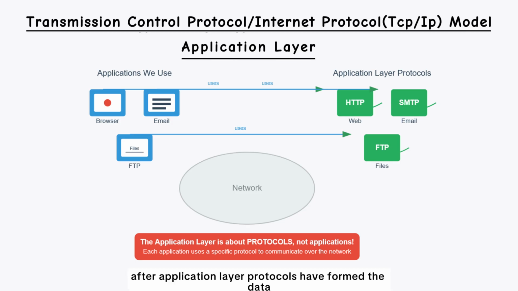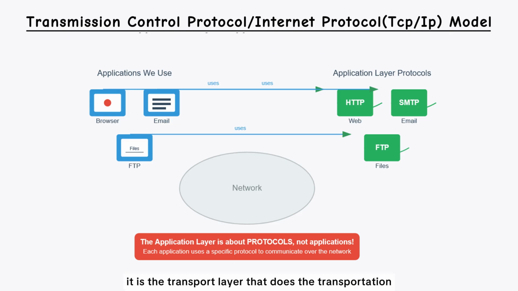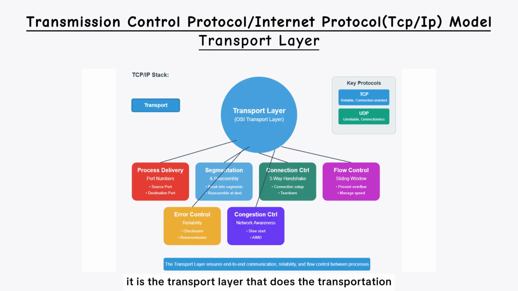After application layer protocols have formed the data, it is the transport layer that does the transportation of the data. It ensures data gets to the right application on the host and manages the quality of that delivery. Two of the main protocols being used here are the Transmission Control Protocol and the User Datagram Protocol.